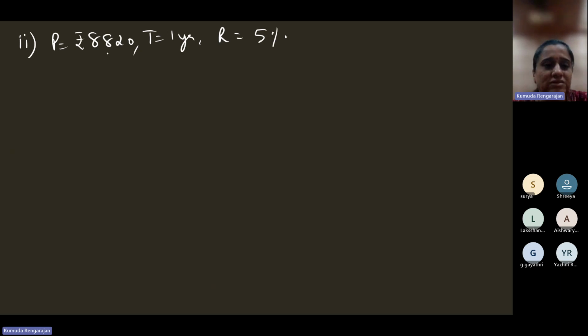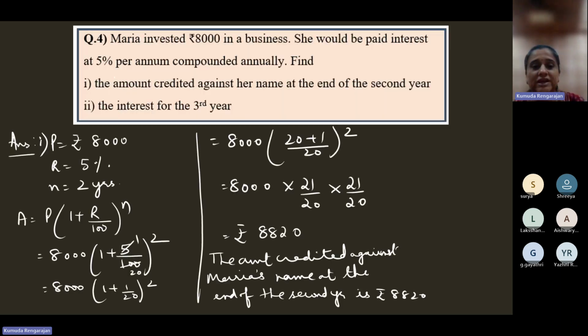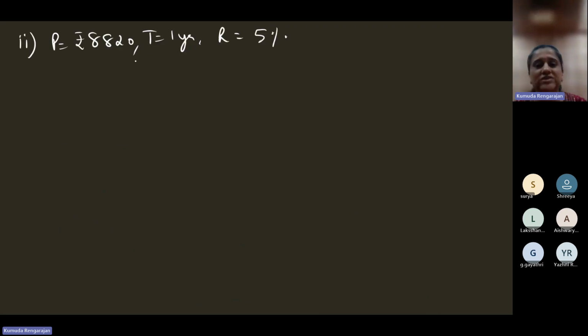All right. Principal is 8,820 because that's the money at the end of the second year, and that will be the principal for the third year. Time is 1 year because the third year is only 1 year, rate is 5%. Now we need to find the interest credited for the third year. So you can find simple interest itself, because even if you put it in the compound interest formula, you'll get the same value as simple interest. You can work both. So you can directly find the simple interest.